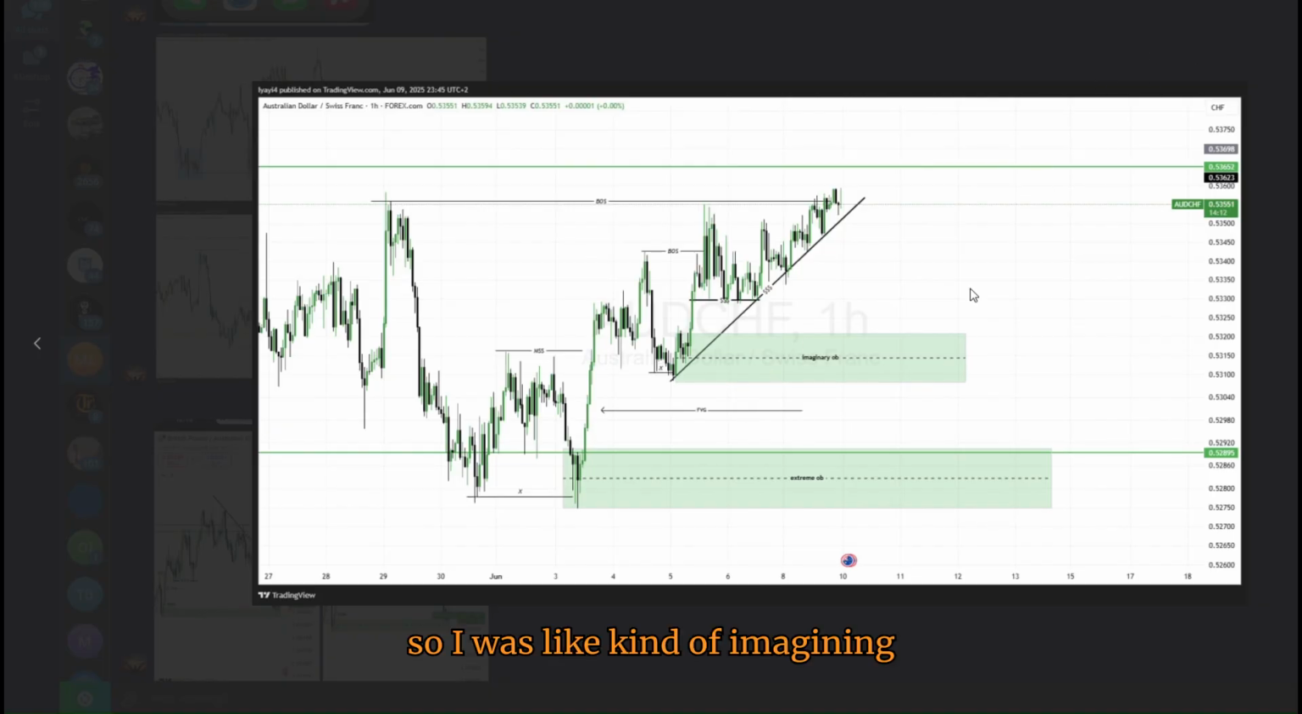So I was kind of imagining what caused that kind of movement. The movement actually happened at night when it hit stop loss, when I was sleeping. I let the trade run throughout the night. So basically I was thinking, this is a nice setup, maybe we're just gonna hit the TP or stuff like that. So this was what happened, and guess what? It hit our stop loss.